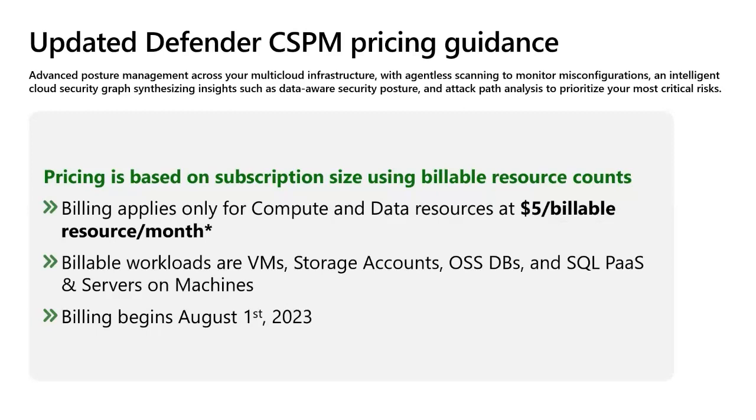In case of AKS workloads, the underlying compute nodes for AKS clusters are regarded as servers for billing purposes. So the billing structure is also simplified now. There will no longer be any automatic discounts applied for customers with any cloud workload plans. Customers will simply be charged $5 per billable resource per month.